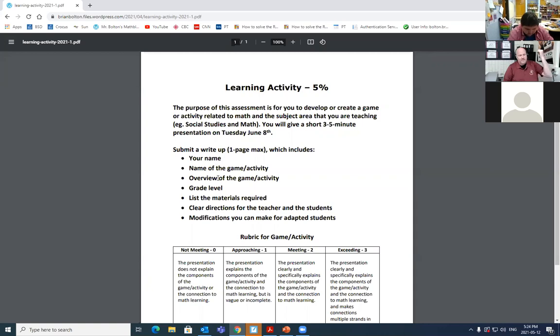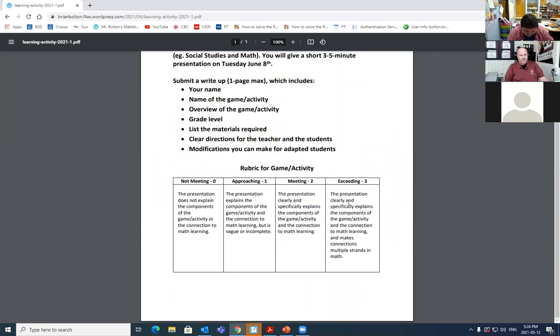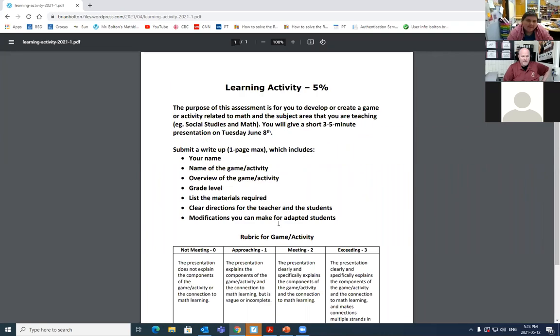It has to have your name on it, the name of the game or activity, the overview, the grade level, the list of materials required, whether you actually have to buy something or you can just find it in your class. Clear directions and modifications and adaptations, right? That's really important. Can you help students who need to be adapted? Can you give them some points? And then right here's the rubric, right? It's the basic thing. And it's 5% of your mark. So if you find a good one and just answer all those questions, you're going to get 5 out of 5. Well, whatever it is out of whatever, you get 5%. Okay.